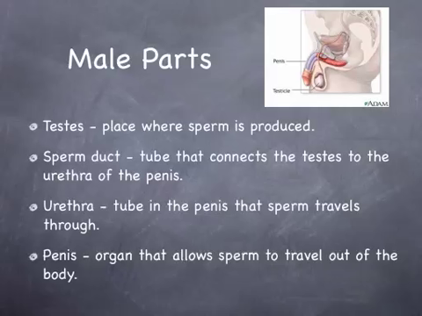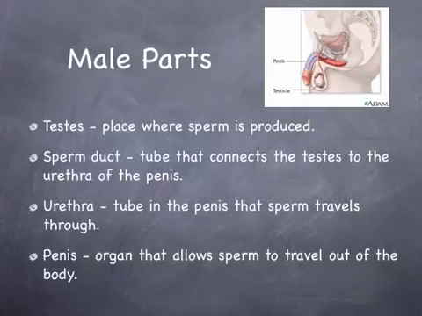Male parts. There are 4 male parts that you are expected to know. The first part is called testes. The testes are the place where sperm is produced. Sperm duct. This is similar to the fallopian tube because it's a tube that connects the testes to the urethra of the penis.